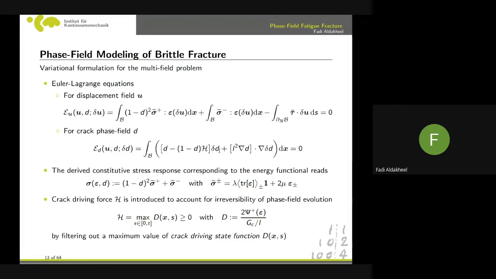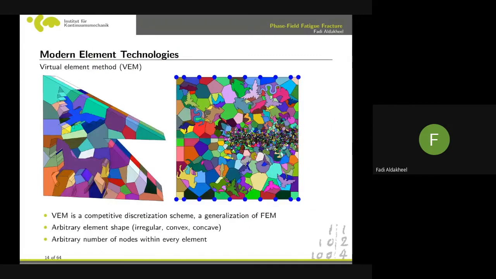Well, this is a way, but today I also will introduce another way, right? So another so-called modern discretization scheme. So one of them is FEM. There are also new methods that come in the literature. Like you can think about the isogeometric analysis. And today here I will show you the so-called virtual element method, VEM. In the virtual element method, I show you this kind of picture.